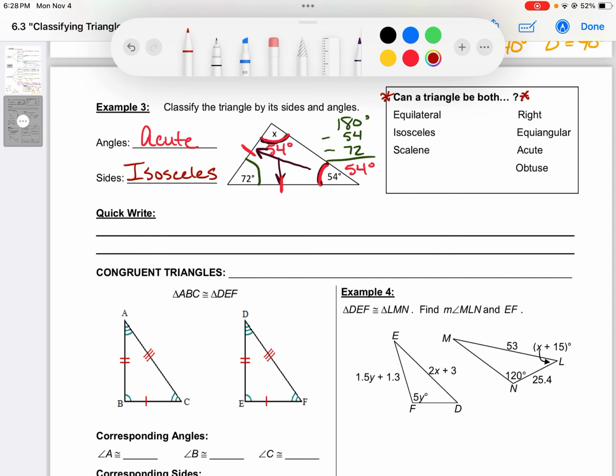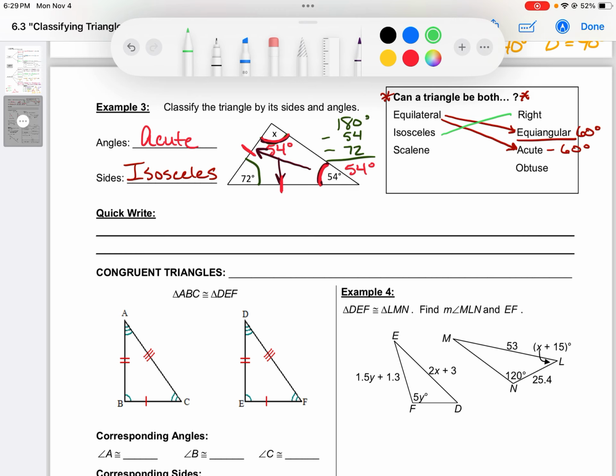Now, can a triangle be both? Or can it be more than these things? So when you have an equilateral triangle, it is always equiangular, and it's also always an acute triangle, because it's equiangular, all the angles are 60 degrees, and since they're all 60 degrees, it's also an acute triangle. Now, if we're looking at isosceles, that's a triangle with two equal sides, okay?